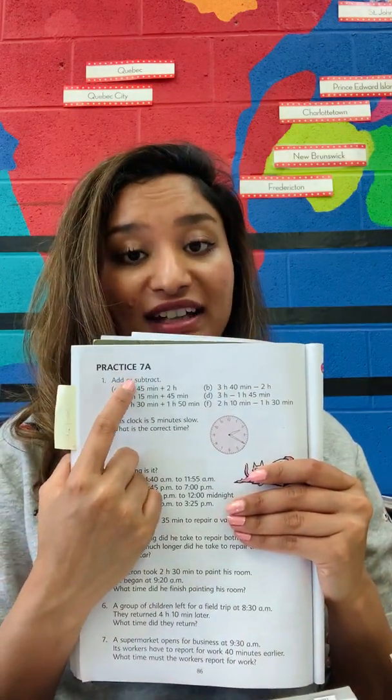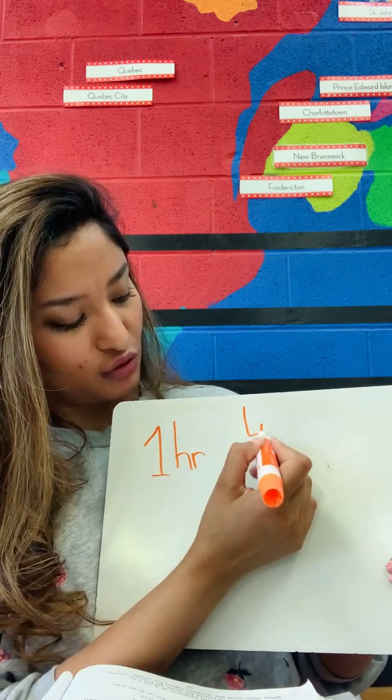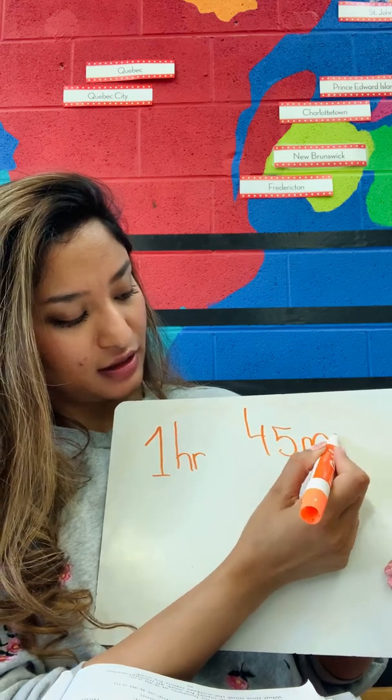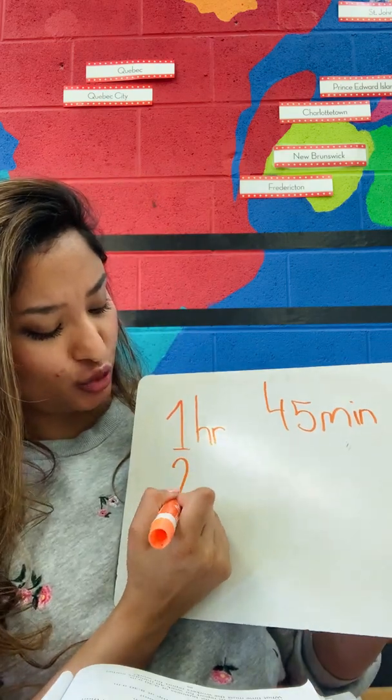So let's get started. The first question is you have to add and subtract time, right? They've given you 1 hour and 45 minutes plus 2 hours. So how are we going to do that? Again, also grades 3, for this lesson you also need your mini clocks that went home. Okay, so we have 1 hour and we have 45 minutes and then we have 2 hours to add. So we have 1 hour and we have 45 minutes. What do we need to add to this? Well, we need to add 2 hours, right?